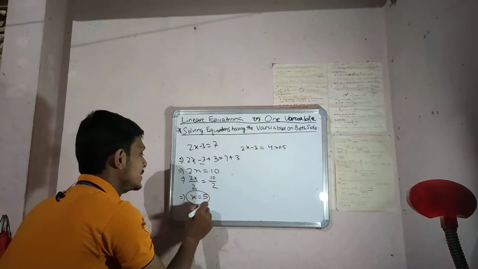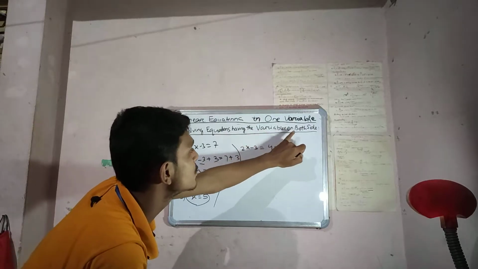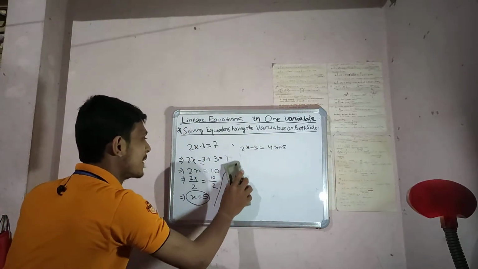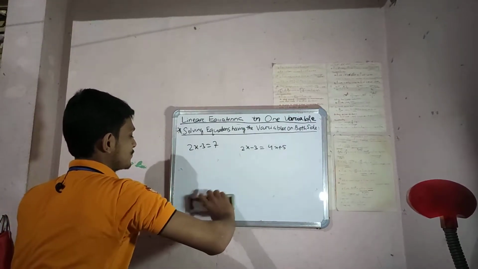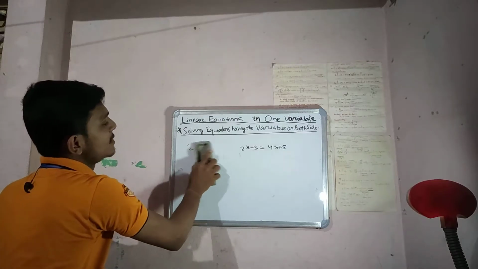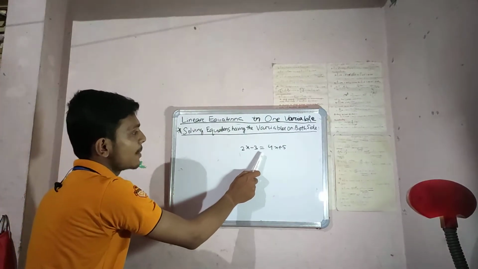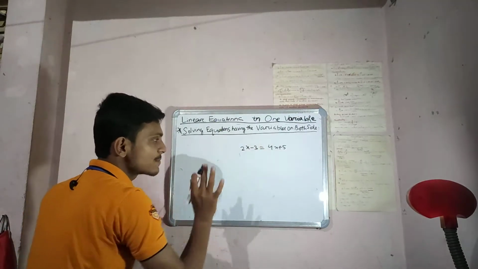But in case of the linear equation having the variables on both sides, the solution is quite different from this type of solution. See, consider this equation. This is a linear equation having variables on both sides: 2x minus 3 is equal to 4x plus 5.